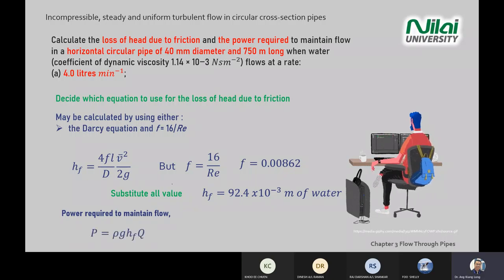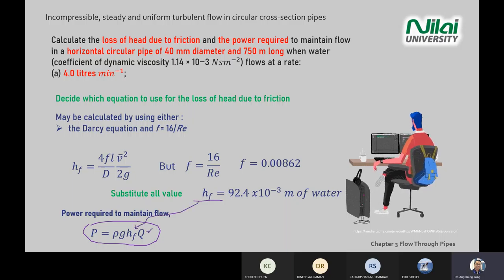Power required, there's an equation to calculate power. Memorize this equation. Power equals rho g H Q. Since you have the head loss due to friction, you substitute HF. You have the Q, you know the g, you know the rho. You have the power in the unit of watt, 0.0605 watt.